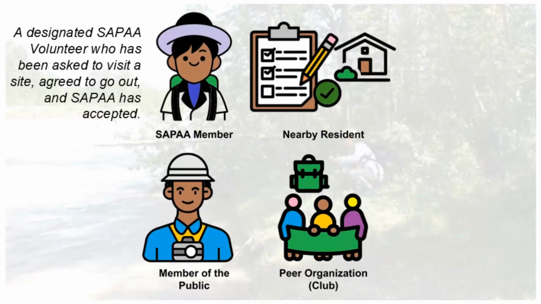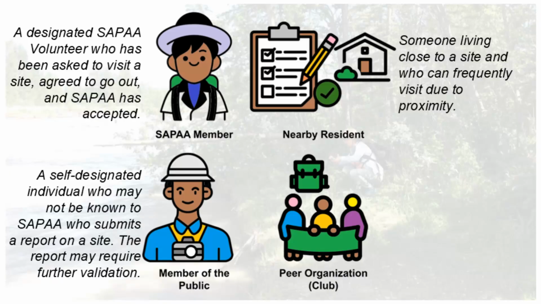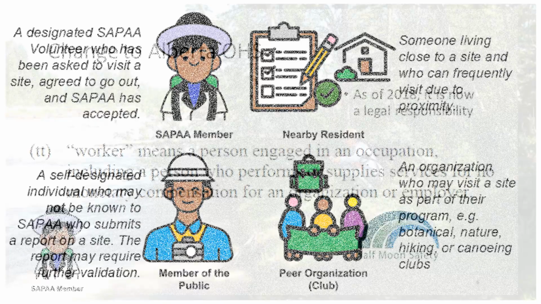As I'm sure many of you know, site visits are the central part of what we do at SAPA. It provides on-the-ground information about the state of a site, but who actually goes out and conducts these inspections? A site inspector may be a SAPA volunteer, a nearby resident, a member of the public, or a peer organization, such as tonight's wonderful attendees.